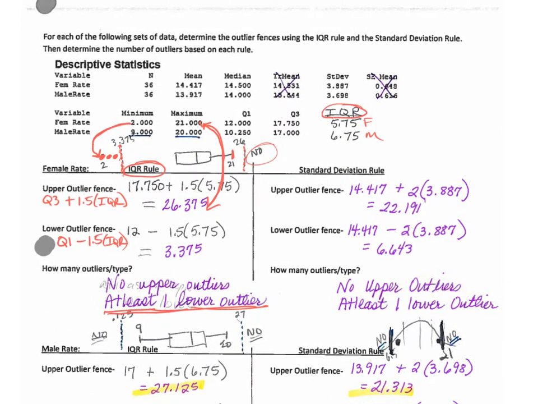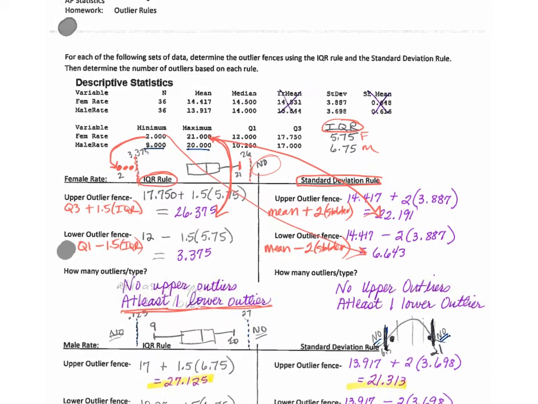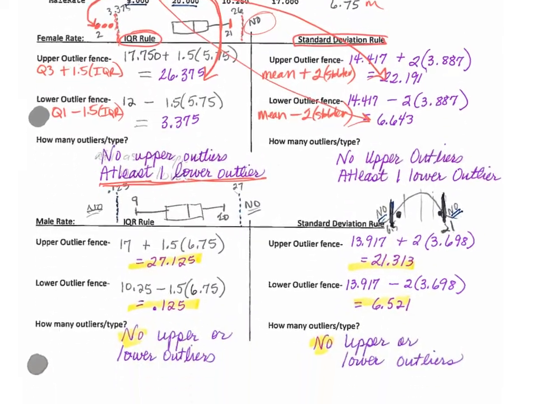Okay, then for our standard deviation rule, we're going to do the upper fence at the mean plus 2 standard deviations. And then the lower fence will be the mean minus 2 standard deviations. And the exact same way, once you get your fences, then you see if the max is above the upper fence, and it is not, and if the min is below the lower fence, and it is. So you have at least one lower outlier.